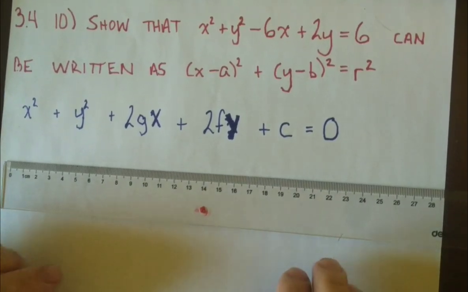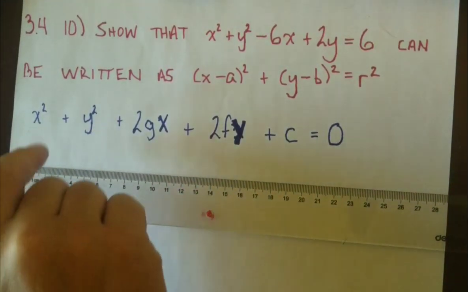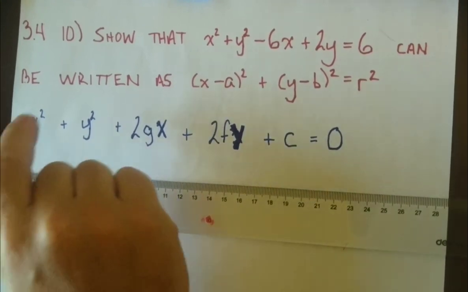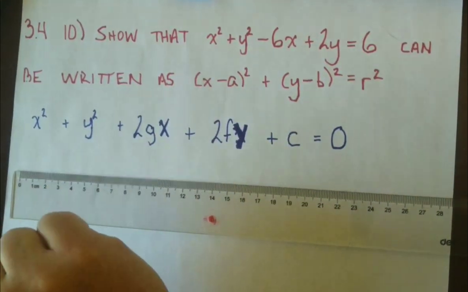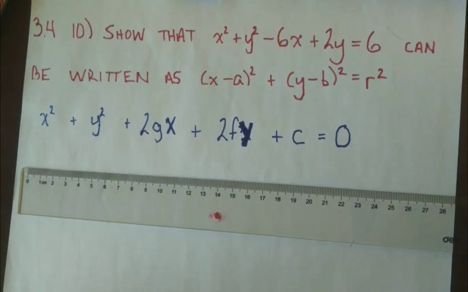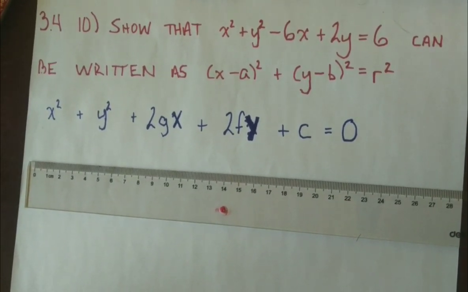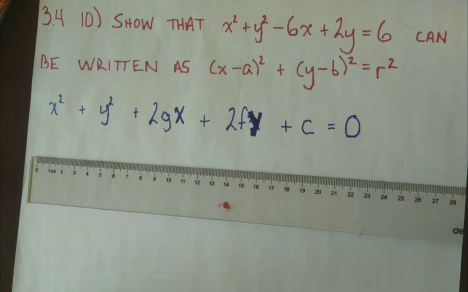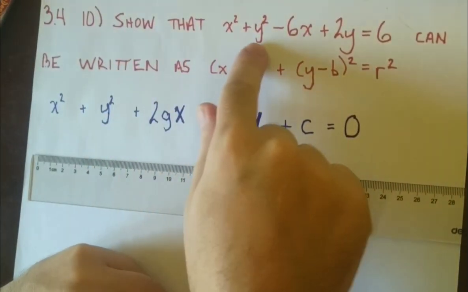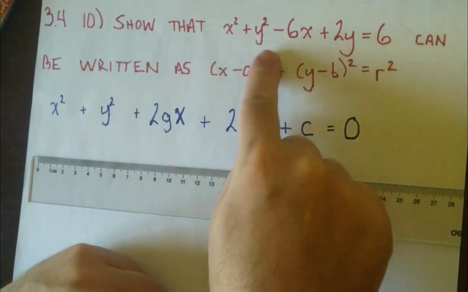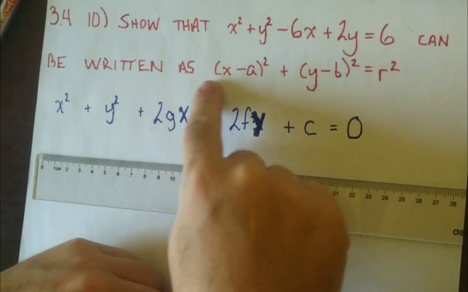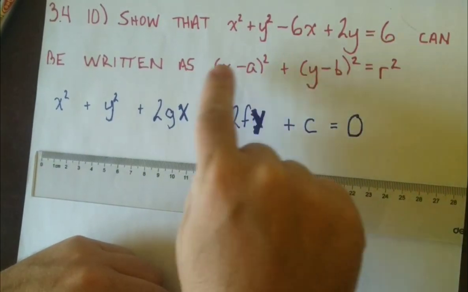Okay, we're going to talk about number 10 from 3.4, which we kind of discussed, but not really in enough depth to give you, I think, the knowledge to be able to solve some of these problems. So here is the problem. Show that this can be written as, and they put it in standard form.